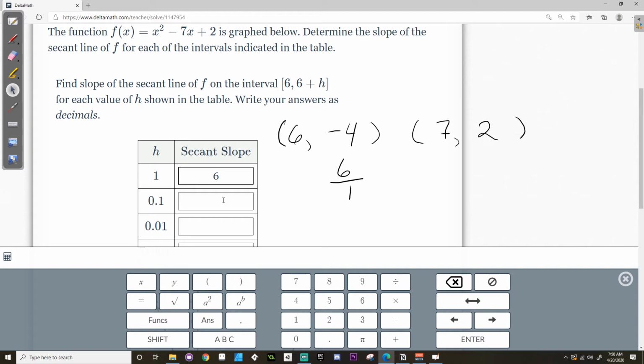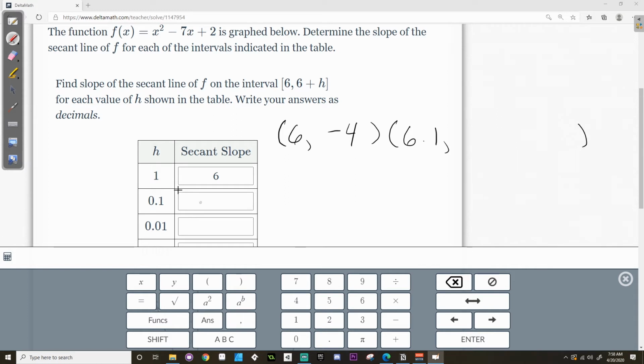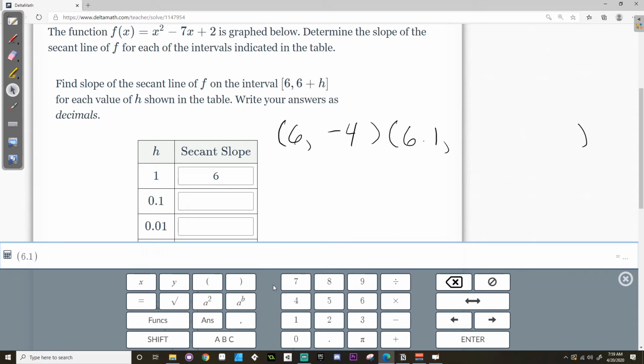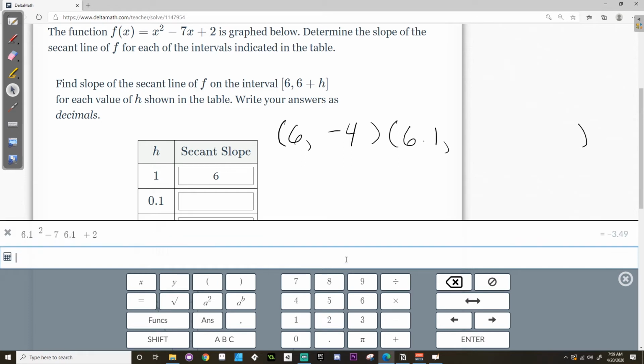Now for the next one, we're going from 6, which I already have the values for, so I don't need to erase those, to 6 plus 0.1 on x. So 6 plus 0.1 would be 6.1. And now I need to find a y-coordinate to go with that. And here's where the calculator comes in. So I'm going to type in this value. I've got parentheses 6.1 parentheses squared minus 7 times 6.1 plus 2. And that gives me negative 3.49.